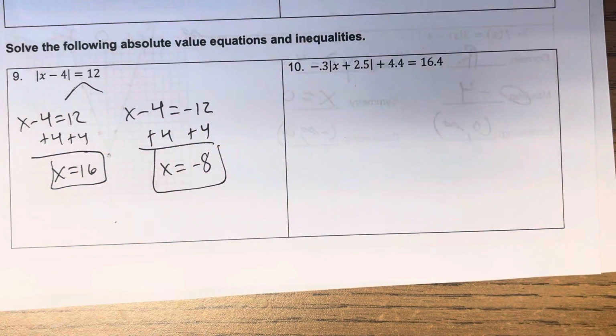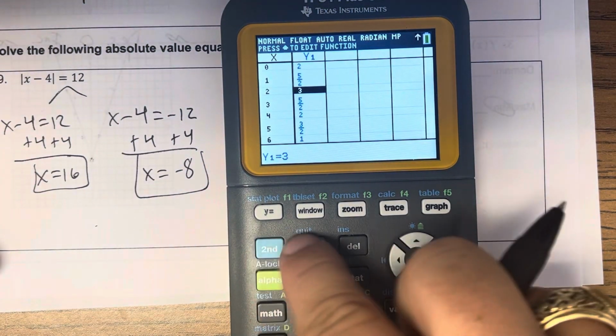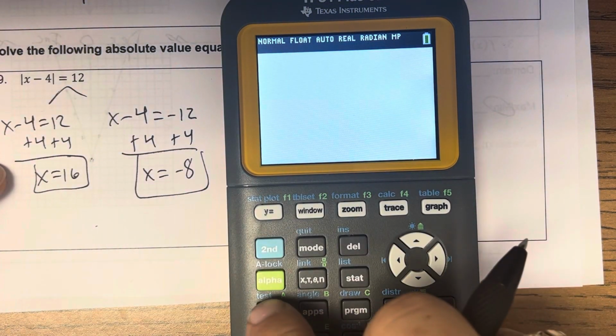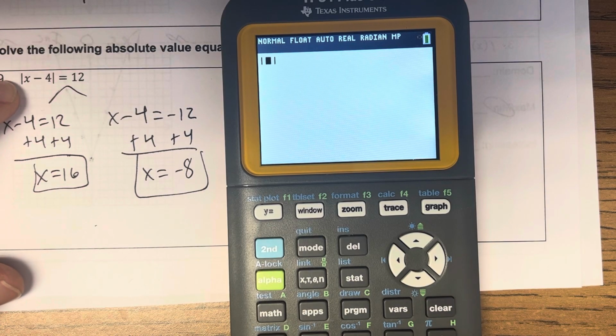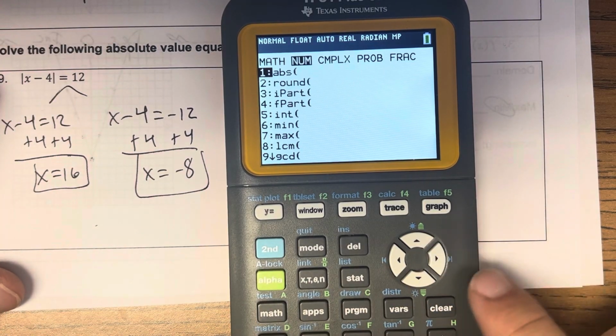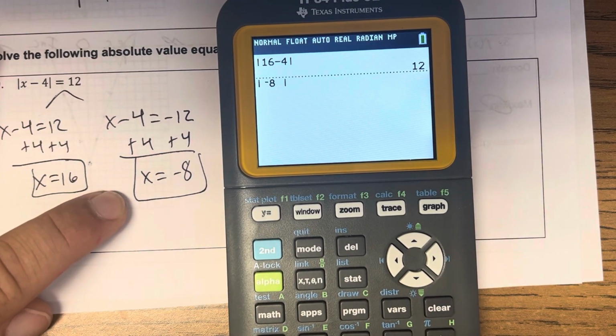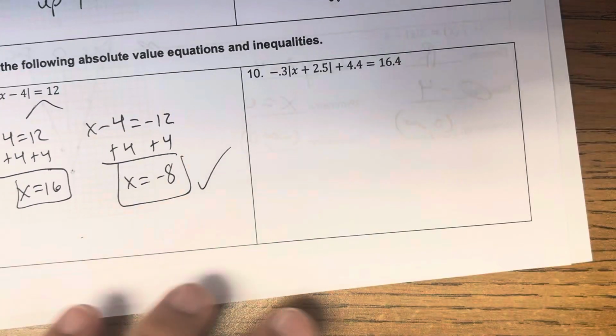And it's always helpful, we can check our work by plugging it in. And so in our calculators, we can just go in here and press math, absolute value. 16 minus 4 equals 12, good. And then we'll do it again. This time we'll do negative 8 minus 4, also equals 12. So both of them checked, we're good.